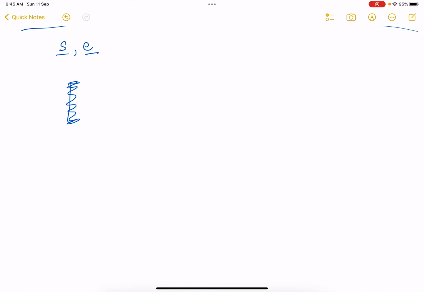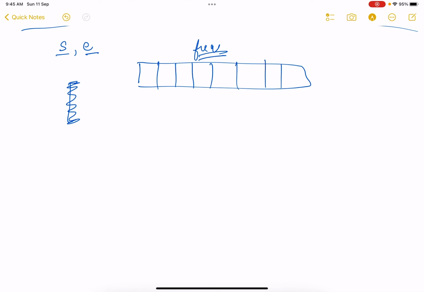Suppose you have an array, let's call it a frequency array. This is a frequency array indexing from 0, 1, 2, 3 and so on. Now I want to find out how many meetings are happening. This is a different concept, and we'll merge all these concepts to solve this problem.